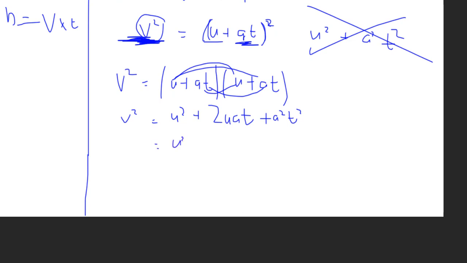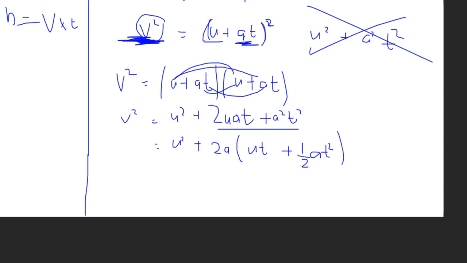Now you still have u square here, but for these two, we're going to factorize 2a out of the equation. So we factorize it out, put a bracket. When you factorize 2a, you get ut, since you already factorized 2 out, plus half at square. Beautiful, like that.